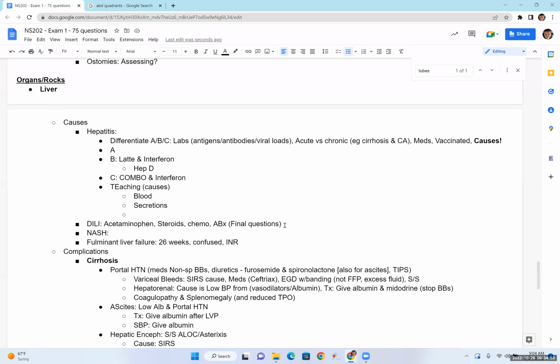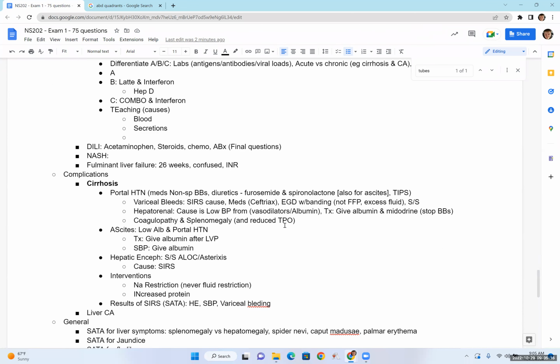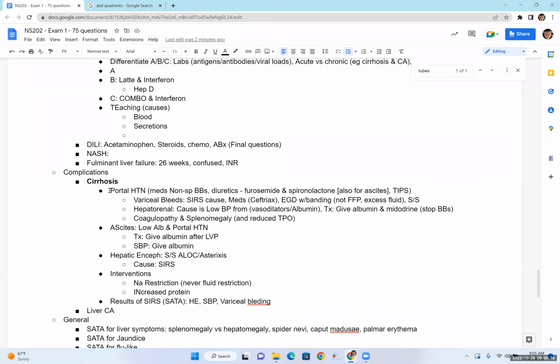So cirrhosis. There's a lot of symptoms, but there's a lot of complications, right? The biggest complication that's the most deadly is portal hypertension, right? But yes, liver cancer can develop from cirrhosis, right? That's one of the number one causes of liver cancer. The portal hypertension is a big one, right? You could probably trace everything back to portal hypertension in some fashion.